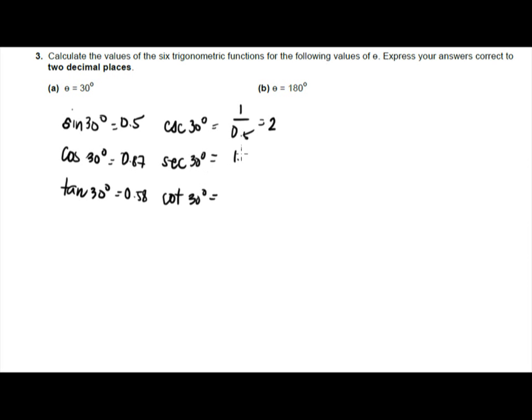1.15. Cotangent of 30 is the reciprocal of 0.58, so that's 1 over 0.58. 1 over 0.58 is equal to 1.72. So just to make this clear, this is 1 over 0.87 and this is 1 over 0.58.